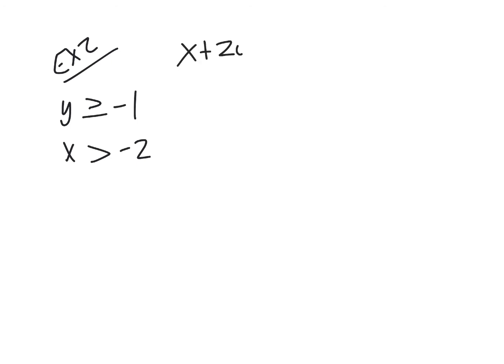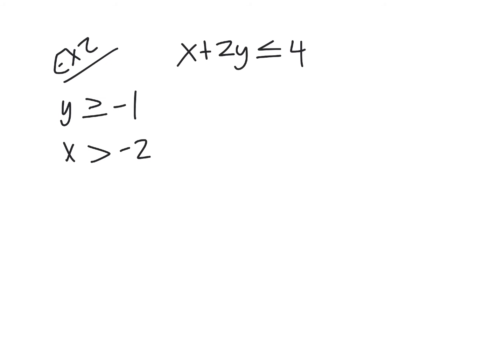All right, so this is example 2. In this one we have 3 inequalities. We have y is greater than or equal to -1. We have x is greater than -2. And then we have x plus 2y is less than or equal to 4. So right away I know I have to solve one of the equations, because this one is in standard form. The other 2 I can graph.